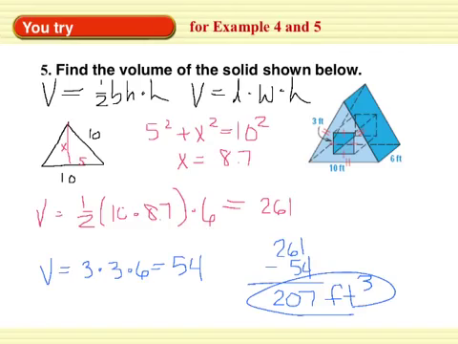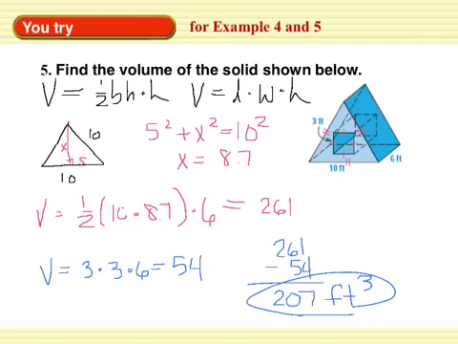Okay, let's talk through this one. First, I had to find the area of the triangle. It's an equilateral triangle, so the area is 1/2 base times height. The height we don't know, but we do know if we drop an altitude from the vertex to the base, it cuts the base in half. So this piece is 5 and that piece is 5. So here I have a right triangle, and I can do the Pythagorean theorem. 5 squared plus x squared equals 10 squared. So x, the height, the altitude, is 8.7. I'm going to use that.